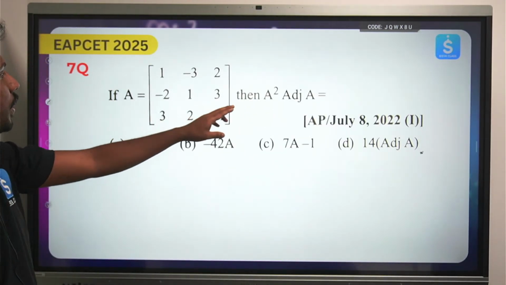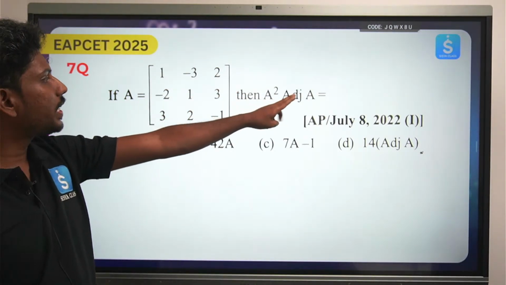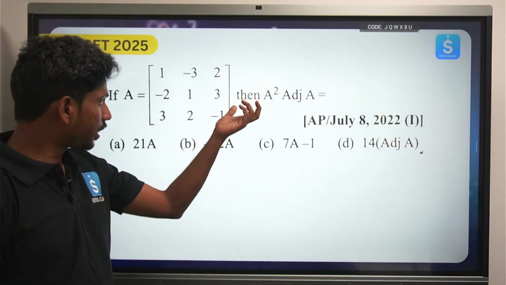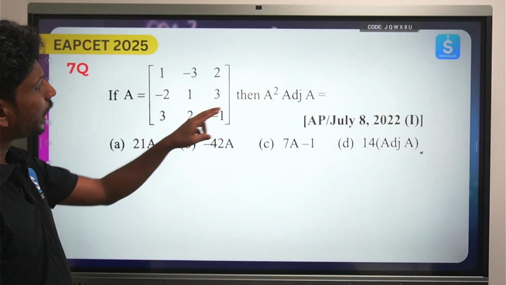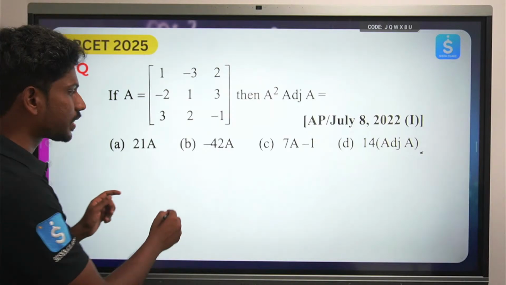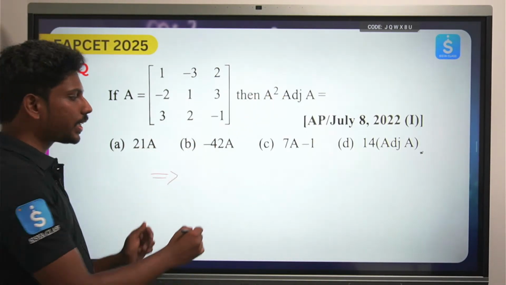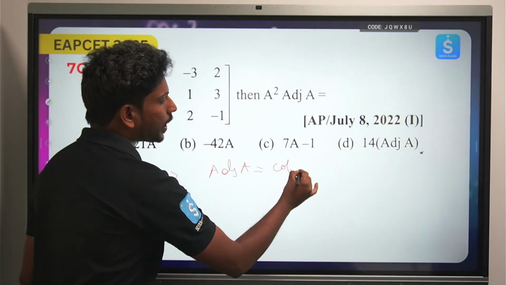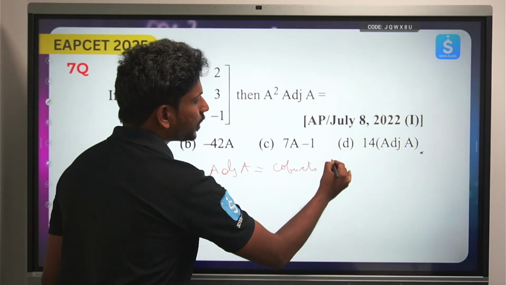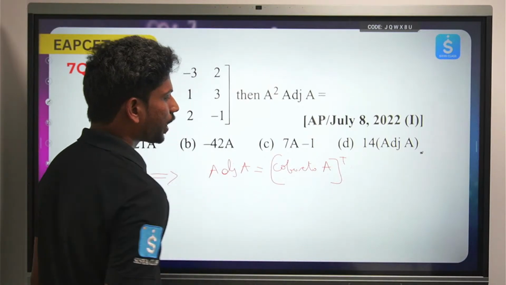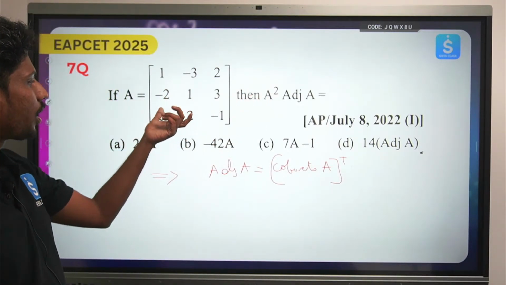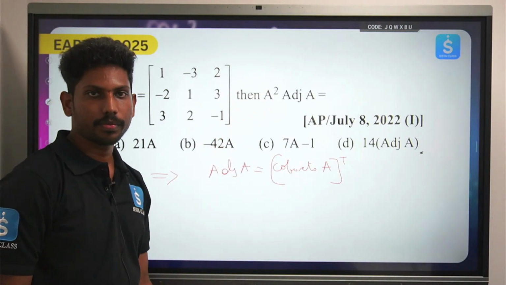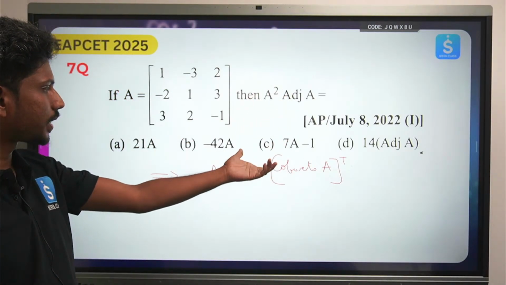See the next one. What is he asking? A square into adjoint of A is how much? Okay. So first, what you have to calculate is the adjoint of A. This is a direct problem for you. You know how to calculate the adjoint of A. Adjoint of A is nothing but cofactor of A whole transpose. I'm leaving this problem to you. You already know how to calculate the value of A square: you just multiply A into A and you will get the answer. Then let me know what the answer is among these.